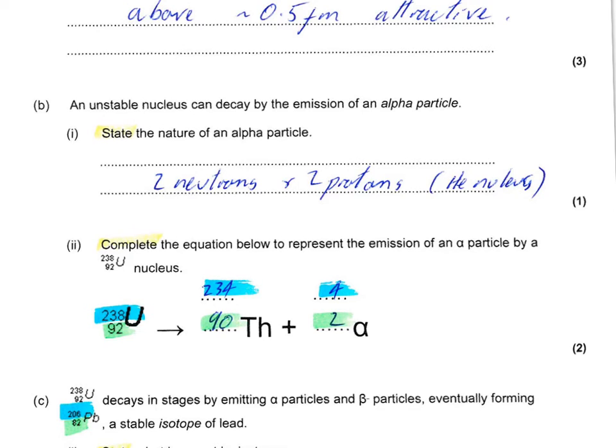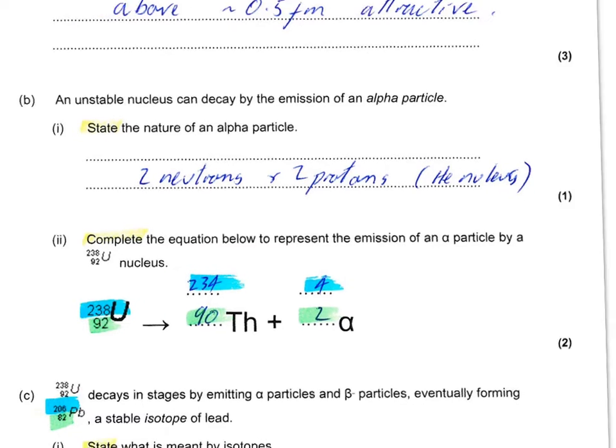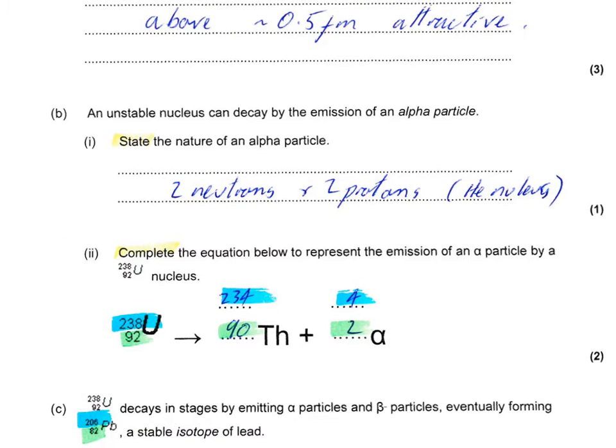An unstable nucleus can decay by emission of an alpha particle. State the nature of an alpha particle. An alpha particle is made up of two neutrons and two protons. They did accept that it's a helium nucleus.